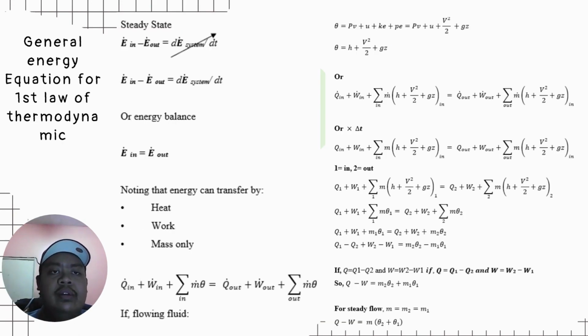Next, general energy equation for the first law of thermodynamics. Based on the slide, we have shown the formula that is used for the first law equation. This is the steady state equation, energy balance, and energy can be transferred only as heat, work, and mass. These are all the equations that can be used for the first law of thermodynamics.